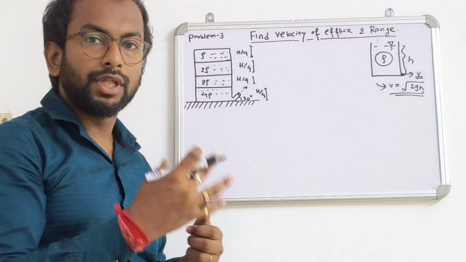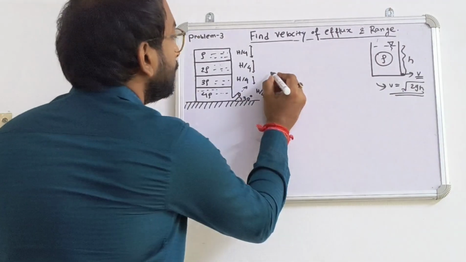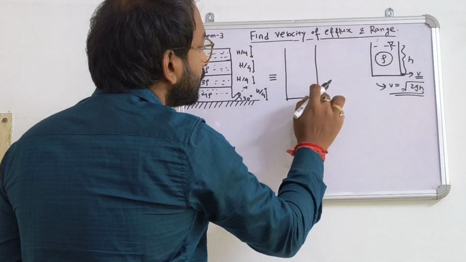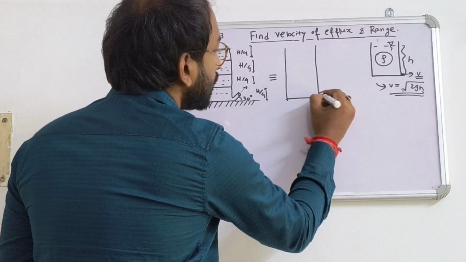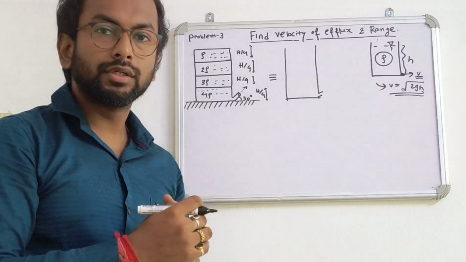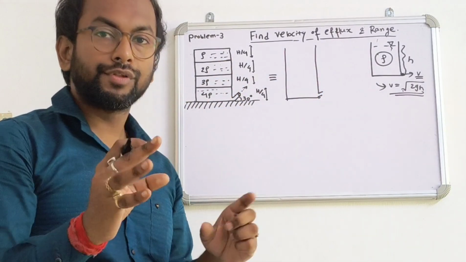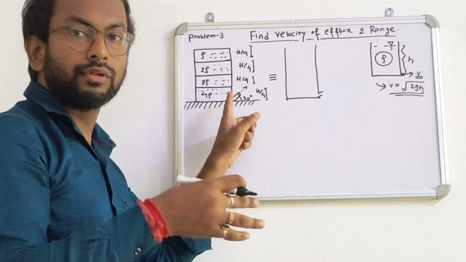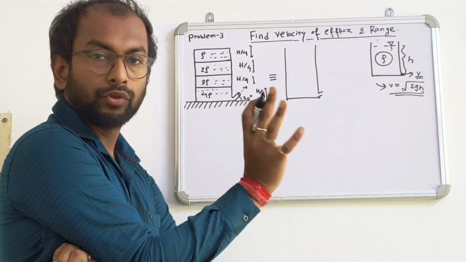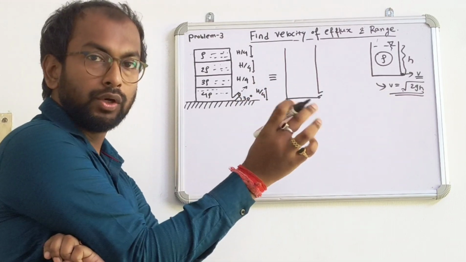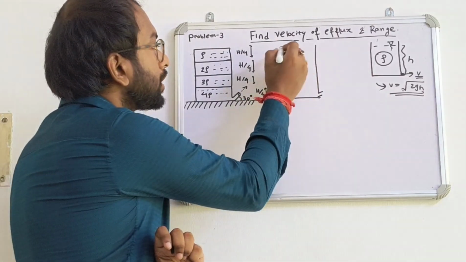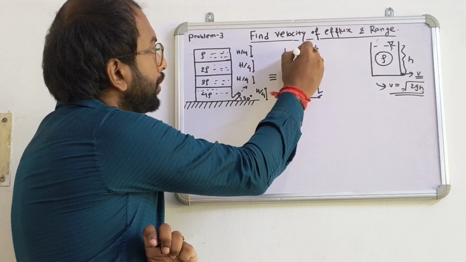Now we have to convert this to an equivalent column filled with only one liquid. What is the liquid density here? We have to see where the hole or orifice is. If this hole or orifice is opened, the liquid of density 4 rho will come out only. So if the hole is there with the liquid of density 4 rho, I have to fill this equivalent column with 4 rho density liquid only.